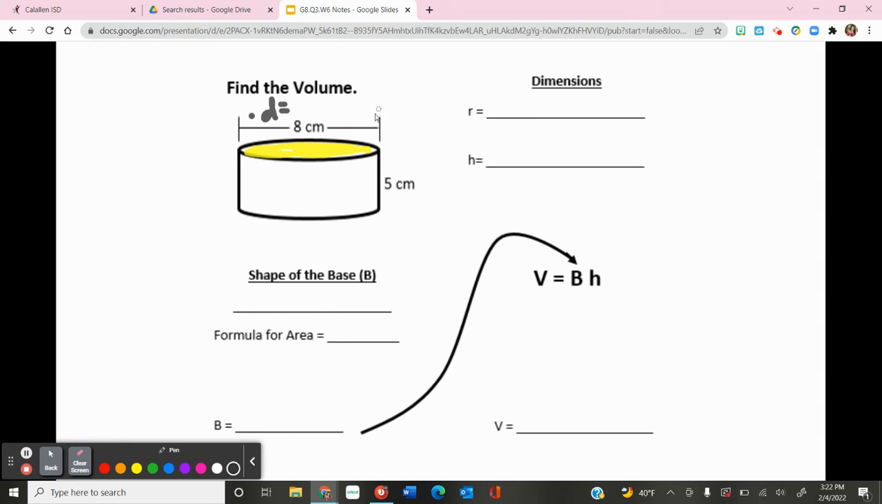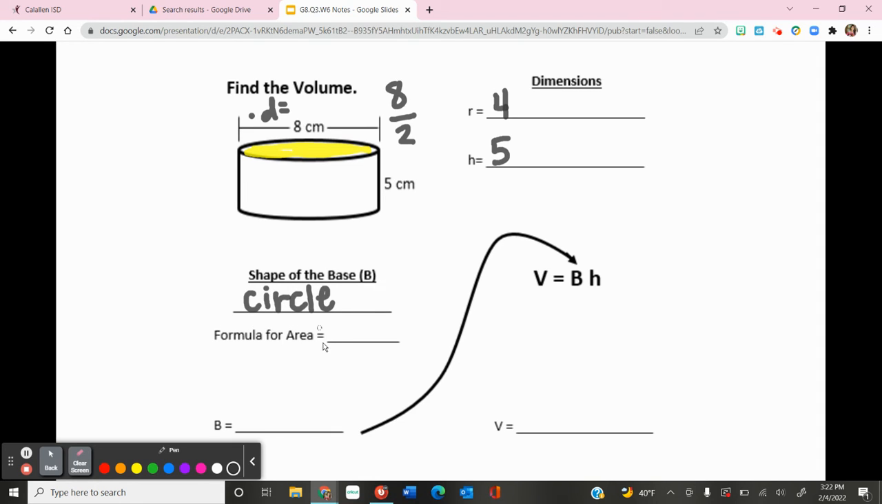Right? And to find your radius, you have to take 8 and divide that by 2, because remember, your radius is half of your diameter. And 8 divided by 2 equals 4. Now, the height of your cylinder is going to equal 5. So again, the shape of our base is a circle. And now we need to know the formula for area of our base.